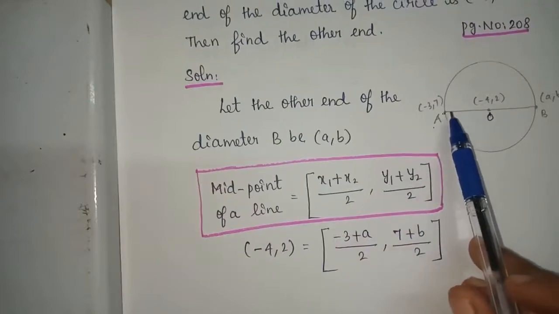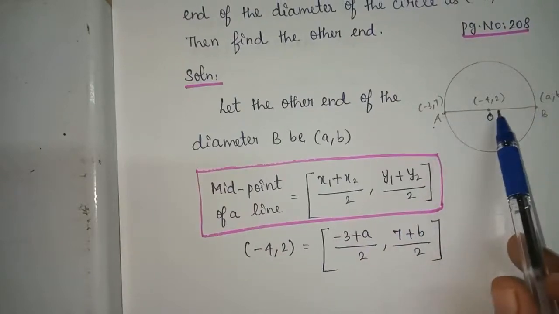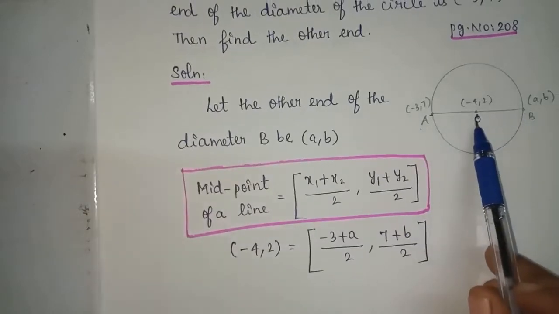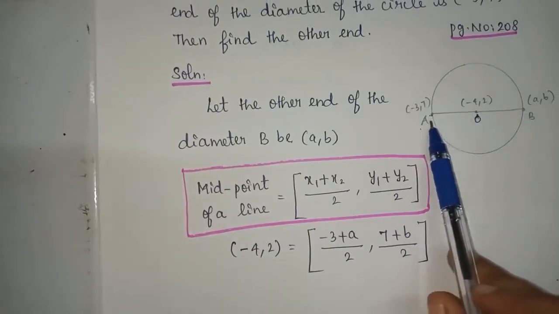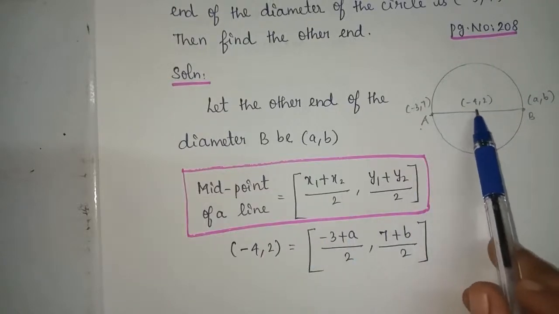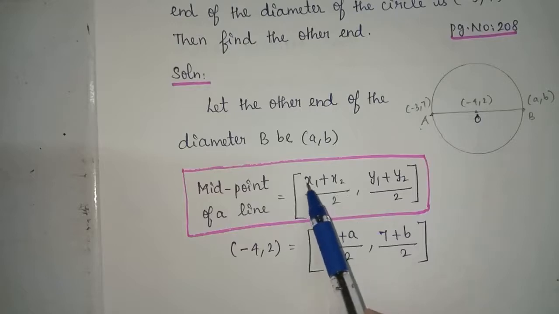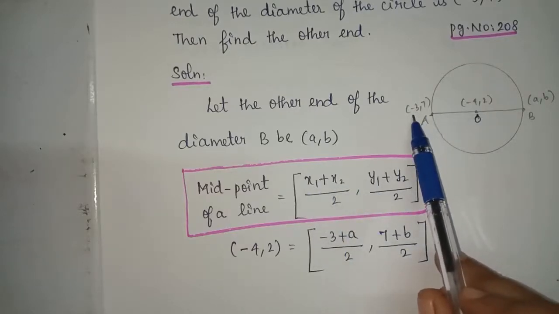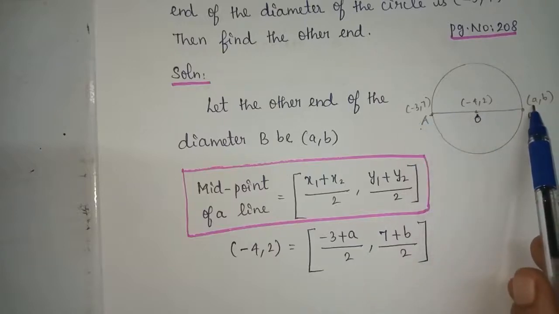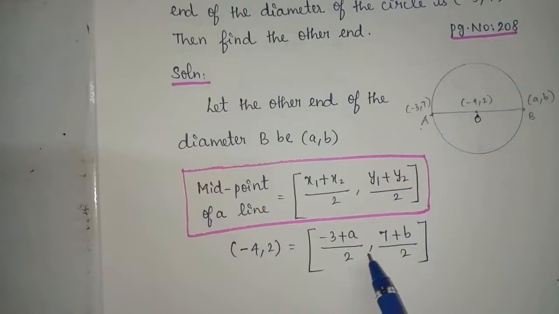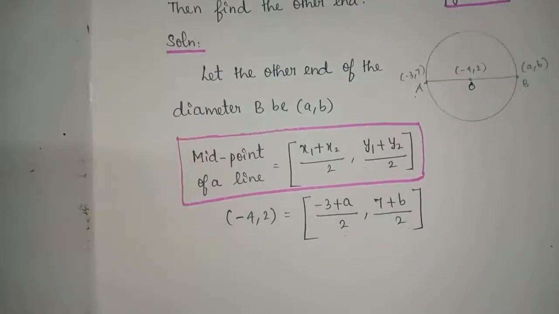Here we are going to consider this line. So you are going to find the other end of the line. So we know the midpoint of the line and one end of the line. So substitute the values in the formula. Midpoint of a line is minus 4 comma 2 and x1 plus x2 by 2. Here minus 3 is the value of x1 and a is the value of x2. So minus 3 plus a by 2 comma 7 plus b divided by 2.